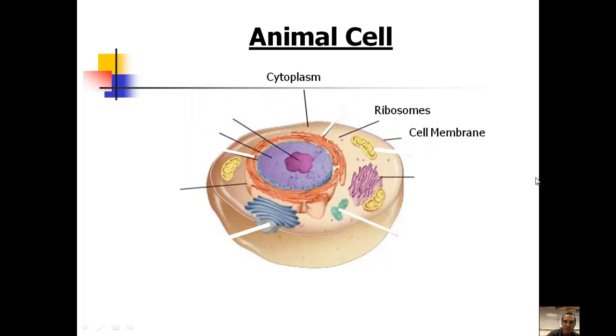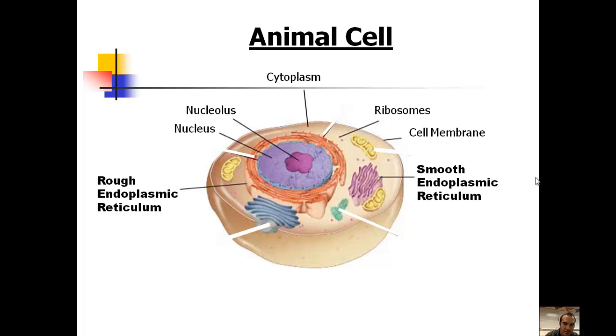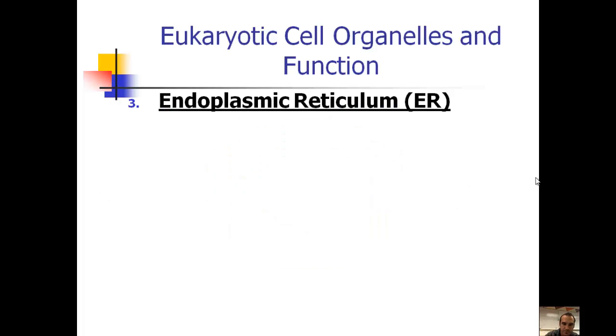So the new thing that we added was the ribosomes, and endoplasmic reticulum and smooth endoplasmic reticulum. So there's the rough and smooth. The endoplasmic reticulum is like the roads of your city, and it's going to help to transport materials throughout the cell.